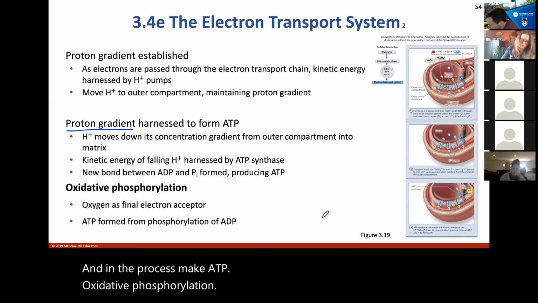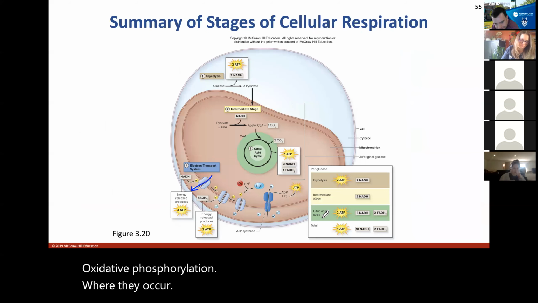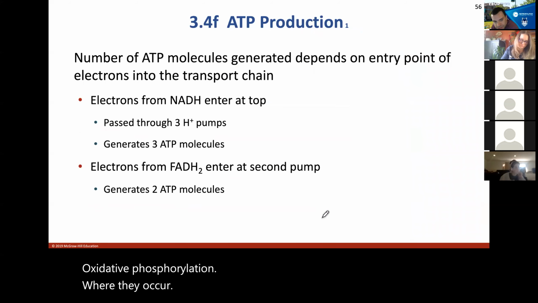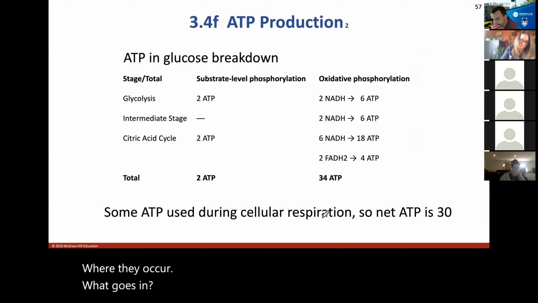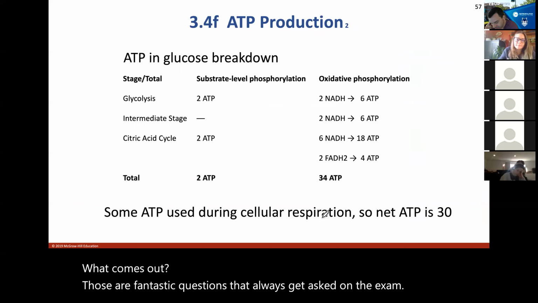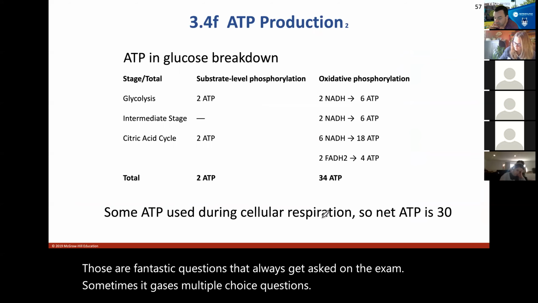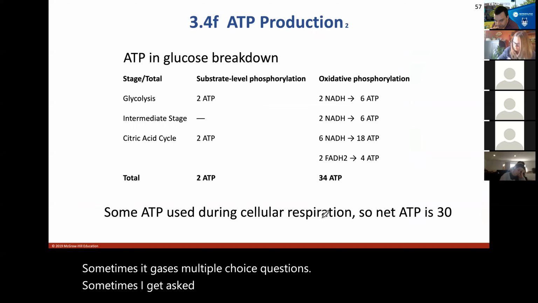Where they occur. What goes in? What comes out? Those are fantastic questions that always get asked on the exam. Sometimes they get asked as multiple choice questions. Sometimes they get asked as short answer questions.